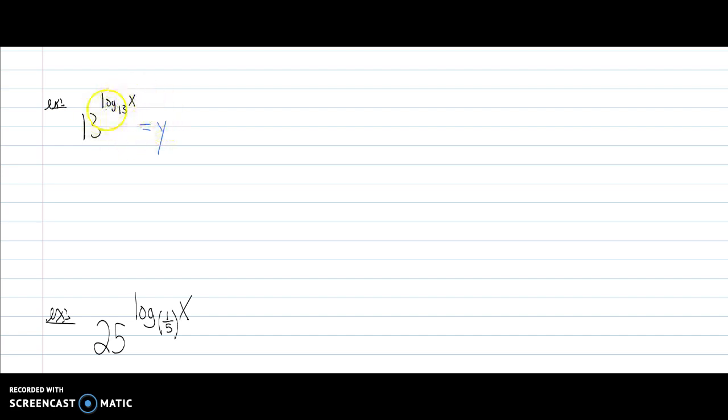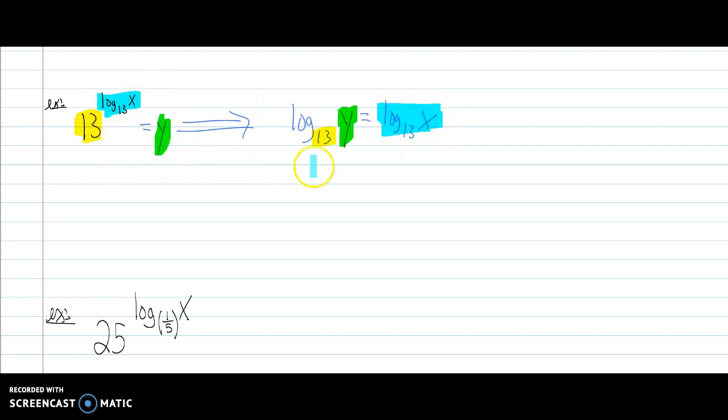Now this is in exponential form, so I'm going to convert this to log base 13. This is the 13 we're talking about, of y equals log base 13 of x. This y is what goes right here, and this is what goes on the other side. So I'm taking it from exponential form and putting it into log form.